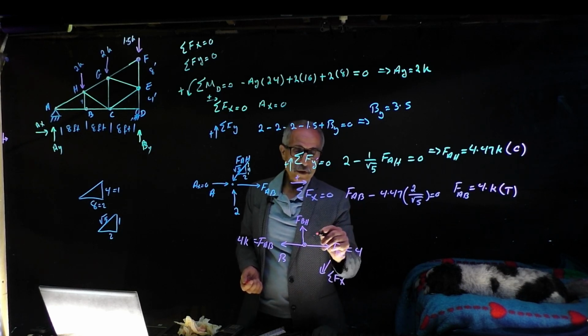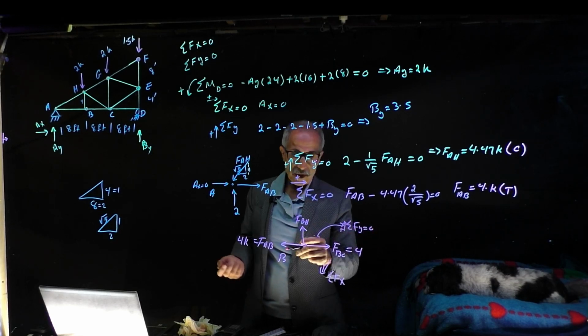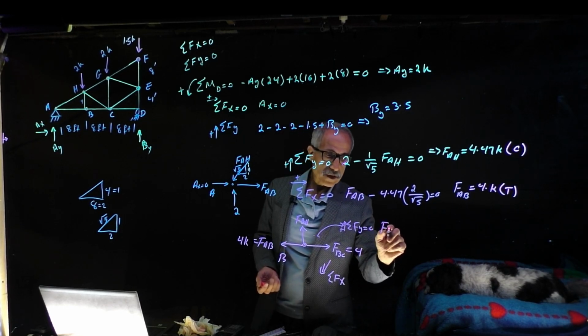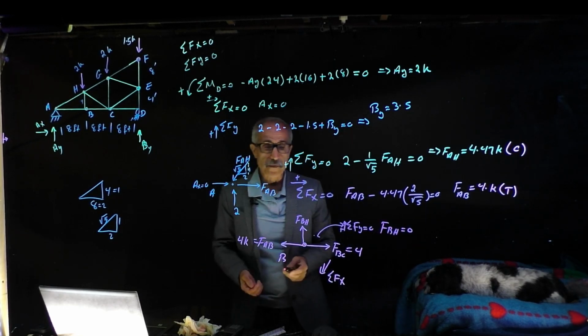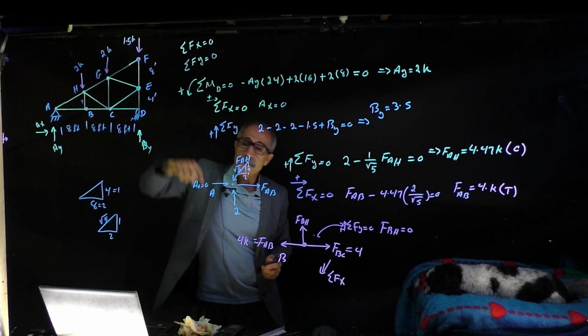Summation f of y is equal to 0 here. Going up is positive. There's nothing. There's nothing. So f of BH is equal to 0. That's a 0 member. That was easy to do. Now you can take that and put it over here. Let's do this one, and then you can do the rest of them yourself.